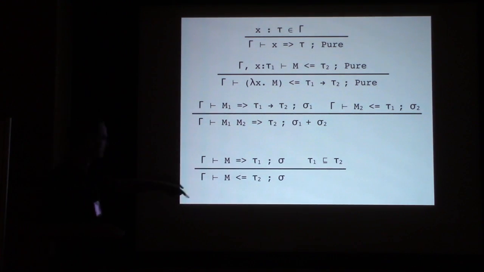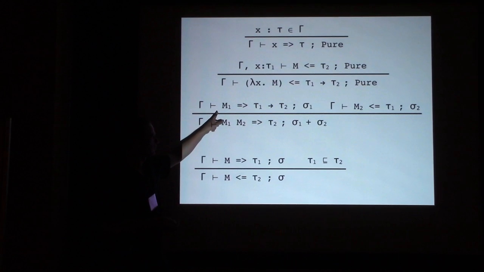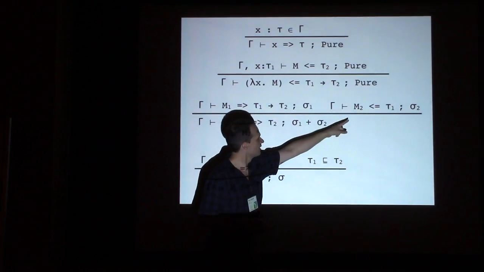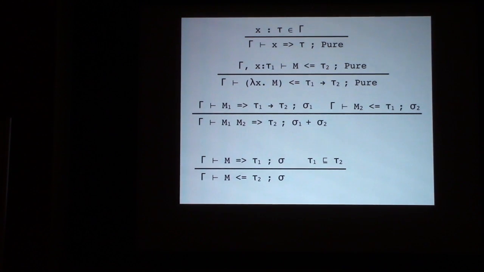For applications, if I have a term applied to another term, I can synthesize the type of the functional expression and then check that the argument has the same type as the parameter of the function. So we have this synthesis and checking modes. And then there's a rule which is the interface between synthesis and checking, which is what this says here.